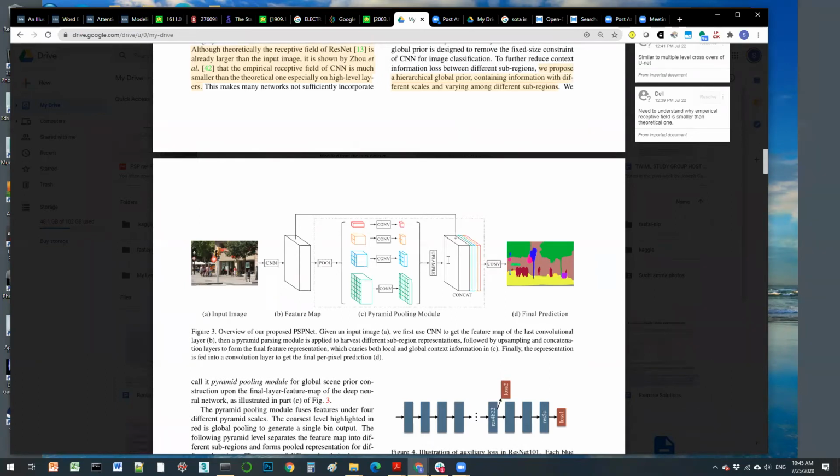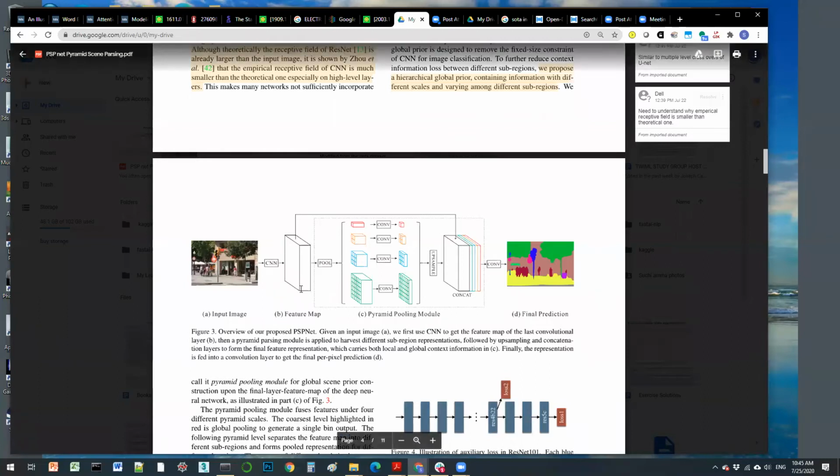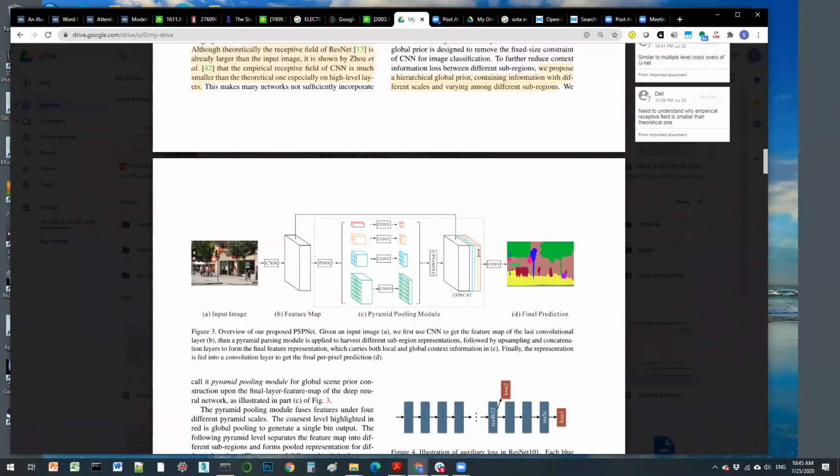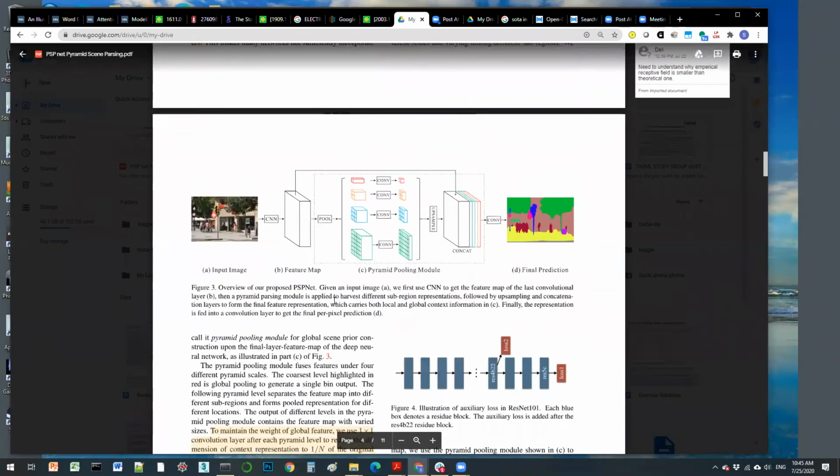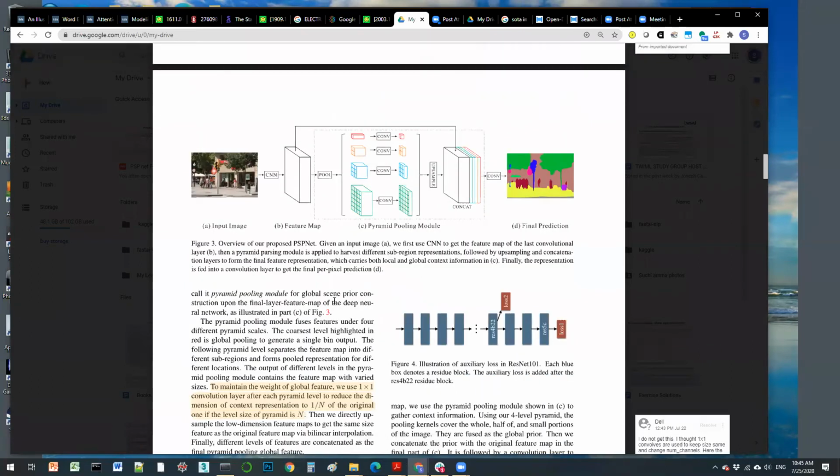And then you upsample them to the same H by W size as this feature map. And then you stack them all together, or concatenate them together. This is pyramid pooling, and that's the big stuff that they talk about. So that's what they explain in the next paragraph.